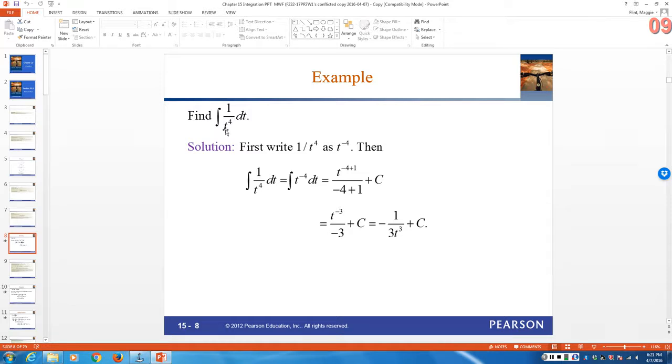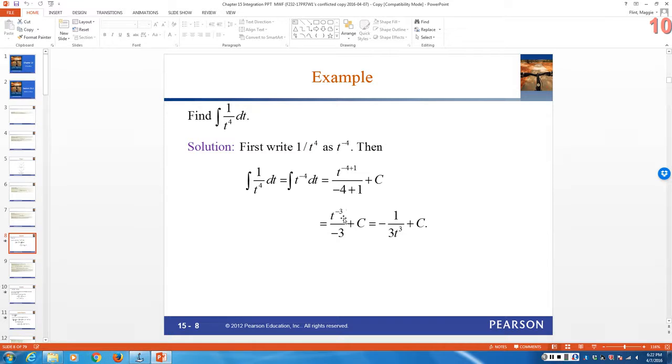So the first thing we have to do is we have to write 1 over t to the 4th as t to the -4 power. You have to bring it up out of the denominator and make its power negative. And then you have it in the form that we can work with it because it's t raised to a power. So our first step is to take -4 and add 1 to it. That changes the power. And then also do the same thing. Take that new power and divide by it.